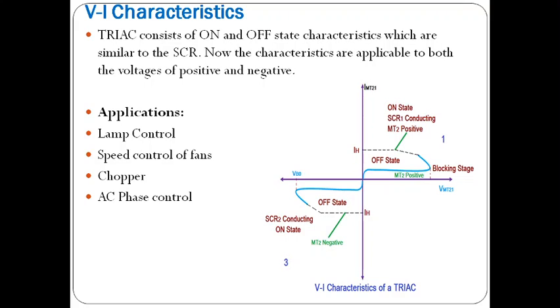These quadrants 1 and 3 resemble the mirror image of each other. So when MT2 is positive, it will be present in quadrant 1. When MT2 is negative, it will be present in quadrant 3. So that's why I am calling this one bidirectional.